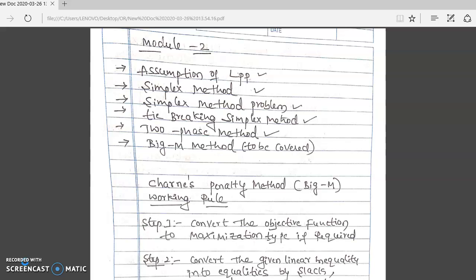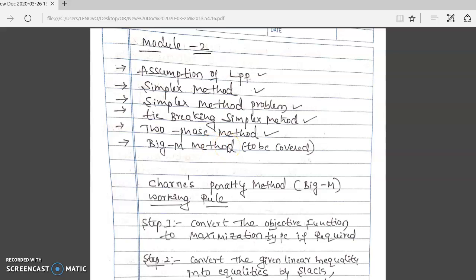Till now, we have completed the second model, such as the concept of model 2 and the assumption of LPP, the simplex method, and the setting up of simplex method problems. We have seen when a tie occurs in the ratio, how to solve it by making use of the tie breaking simplex method. Then we have seen the two-phase method. Today we will see the last bit, that is the Big M method.